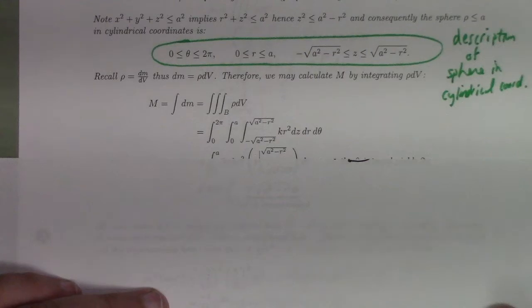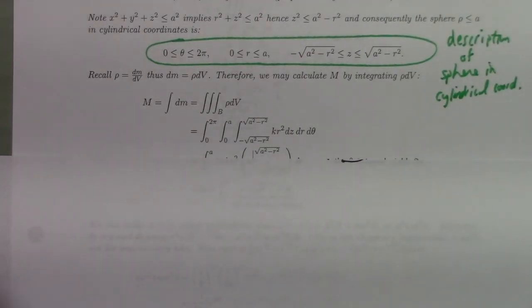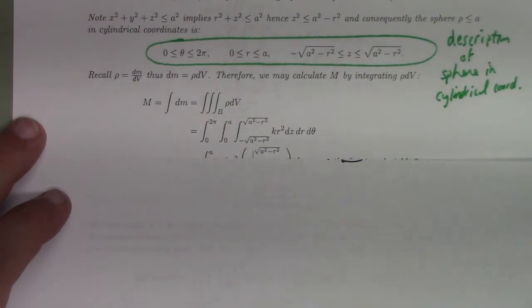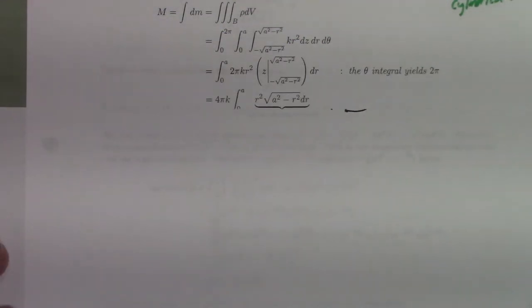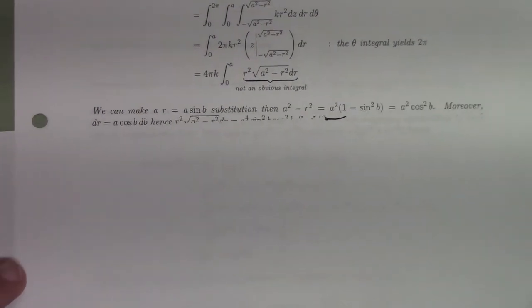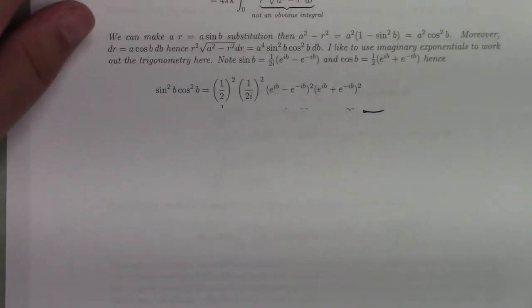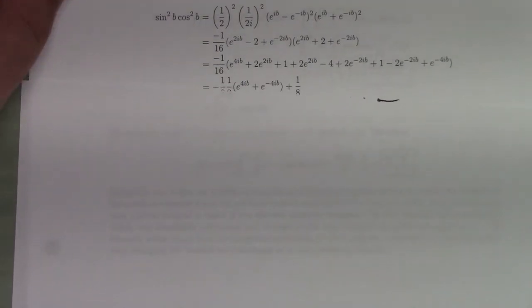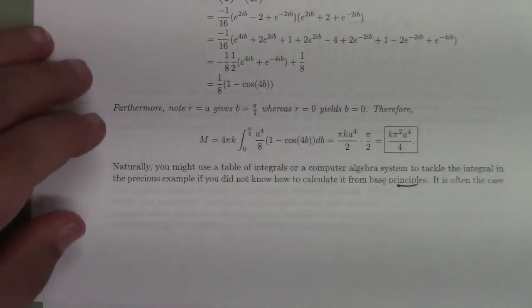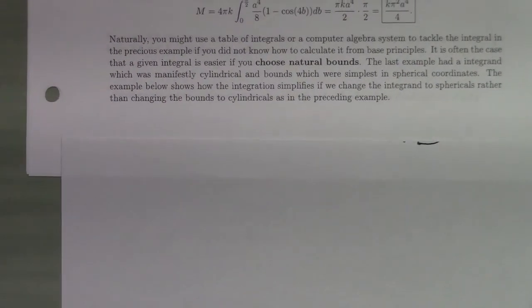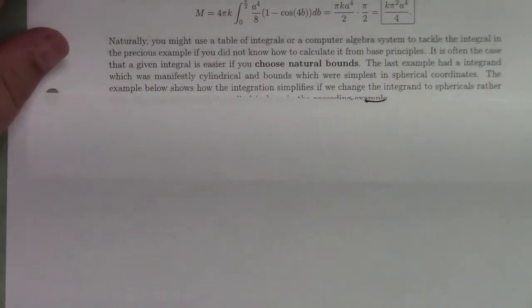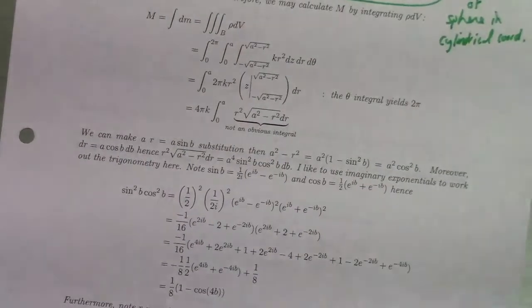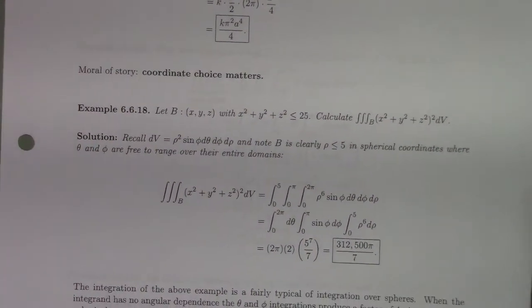All right, and it's a little bit tricky, right? So there it is. And great, so I use those bounds to integrate rho dv to get the mass, and it's still nasty. Oh man. So then I had to make a trig substitution, which I felt obligated to explain using imaginary exponentials. And after some work, I got k pi squared a to the 4th over 4. Whoa. That's a tough one. All right.